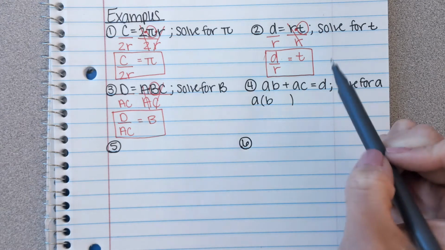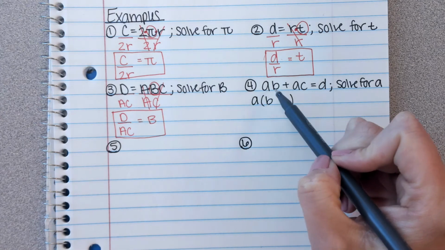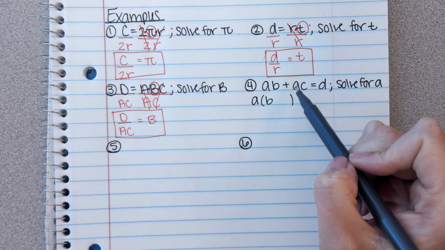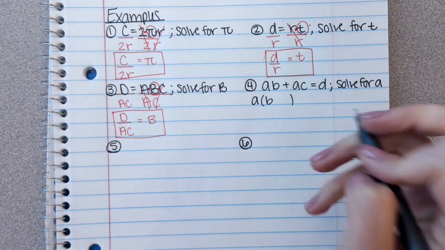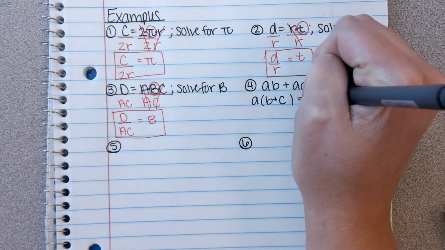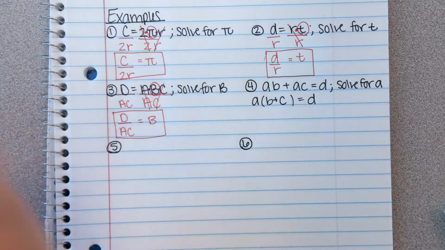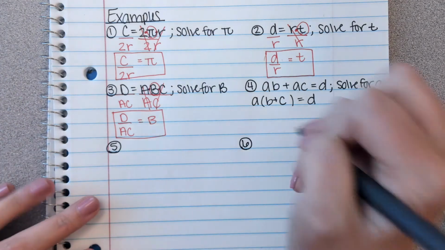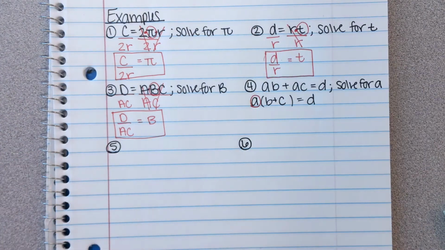Okay, so as I was saying, if you take A out of AB, you're left with B. If you take A out of AC, you're left with C. And it is positive, so we keep our plus sign, and then it still equals D. Now, we're solving for A. So A is what we want by itself.